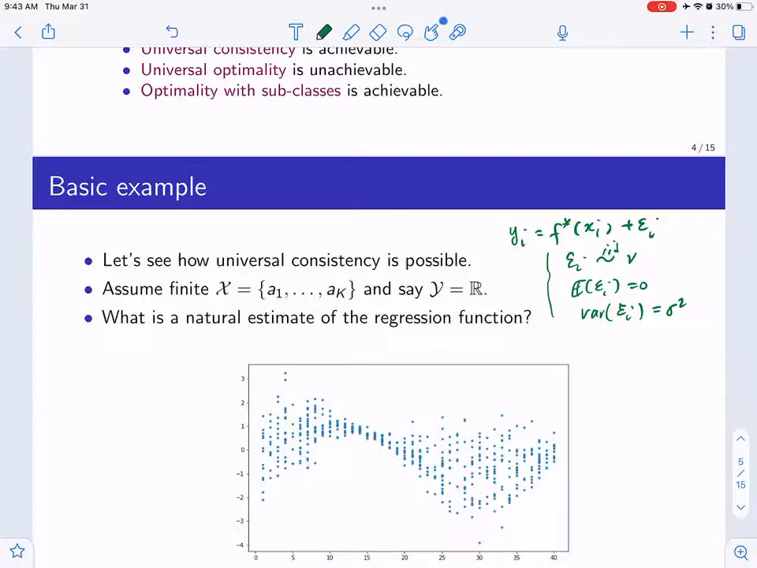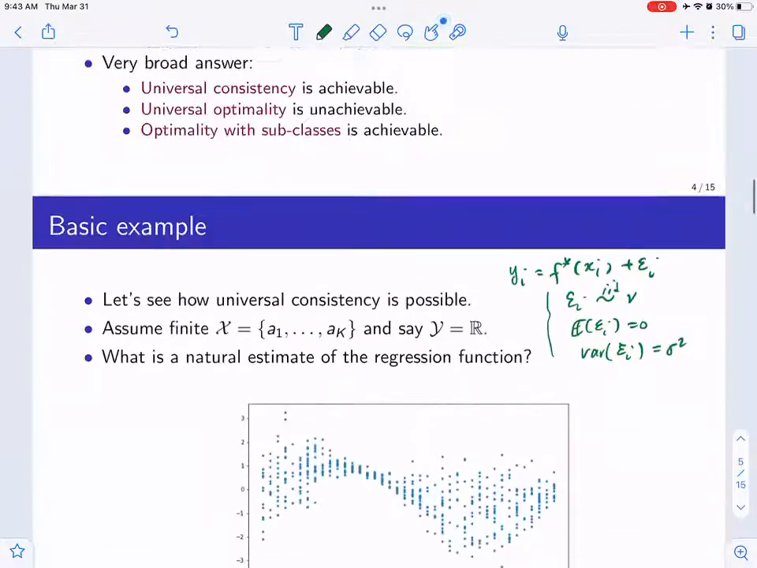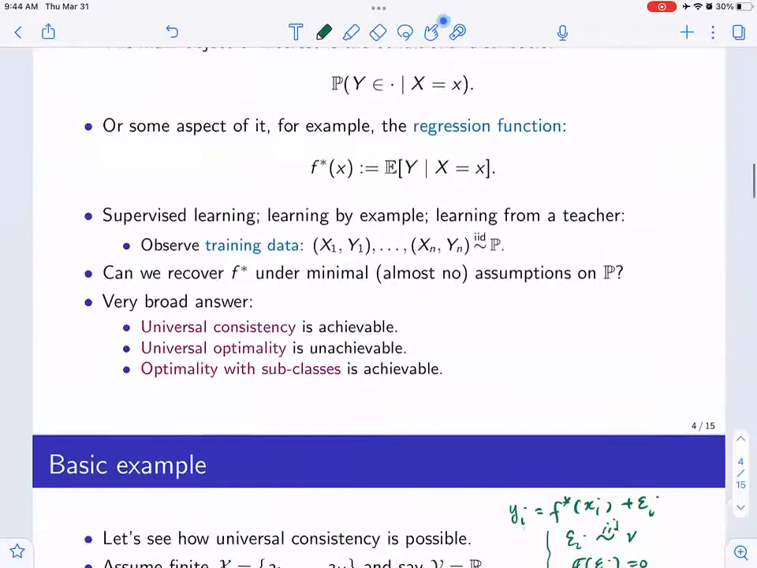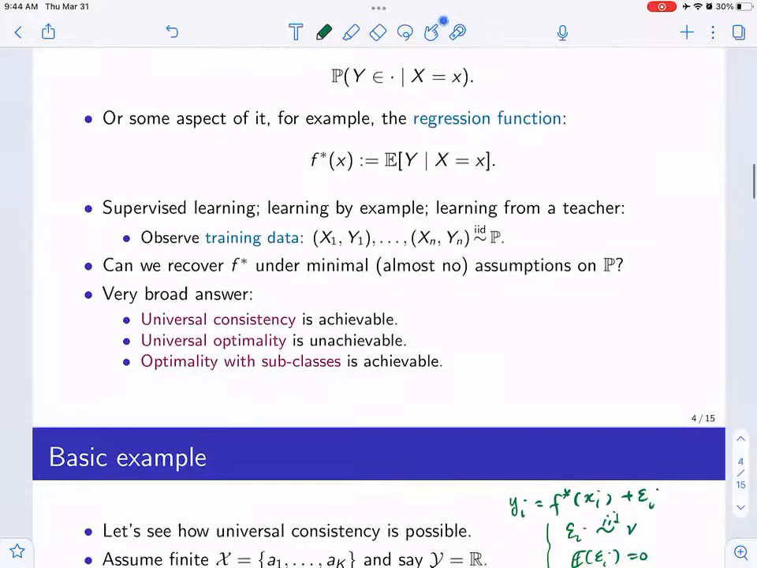However, this is much more general. Once I define this f star, I can always write my samples as yi equals f star of xi plus some residual. The residual is just defined as yi minus f star of xi. The thing is, this residual is not necessarily assumed to be independent of x anymore. Okay, so this could depend on xi. By definition, this is just a residual.